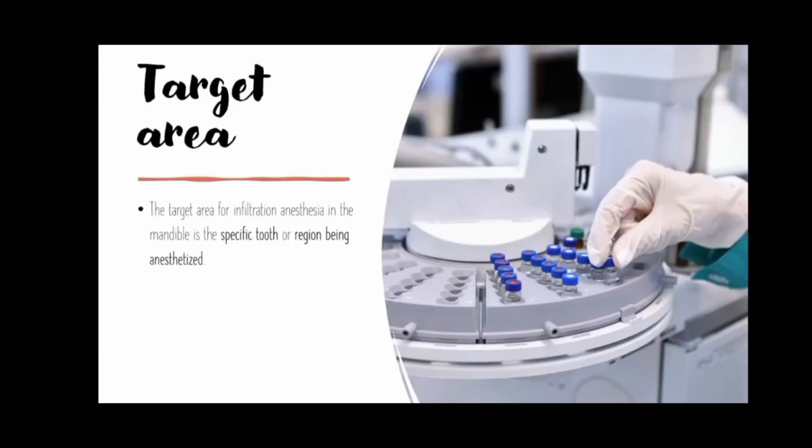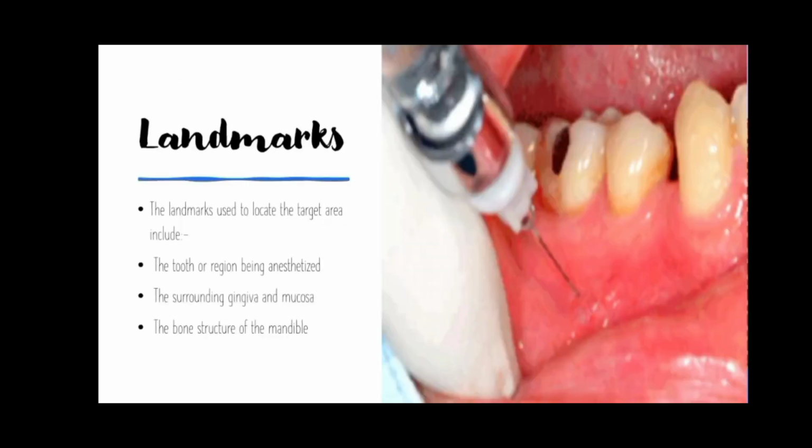Target area. Buccal vestibule near the apex of the tooth. Injection should be as close to the bone as possible, avoiding the major vessels. Landmarks. The landmarks for the infiltration anesthesia are the tooth apex as the main target, the mucobuccal fold, attached gingiva and alveolar bone. In lingual infiltrations, use the lingual mucosa near the apex.